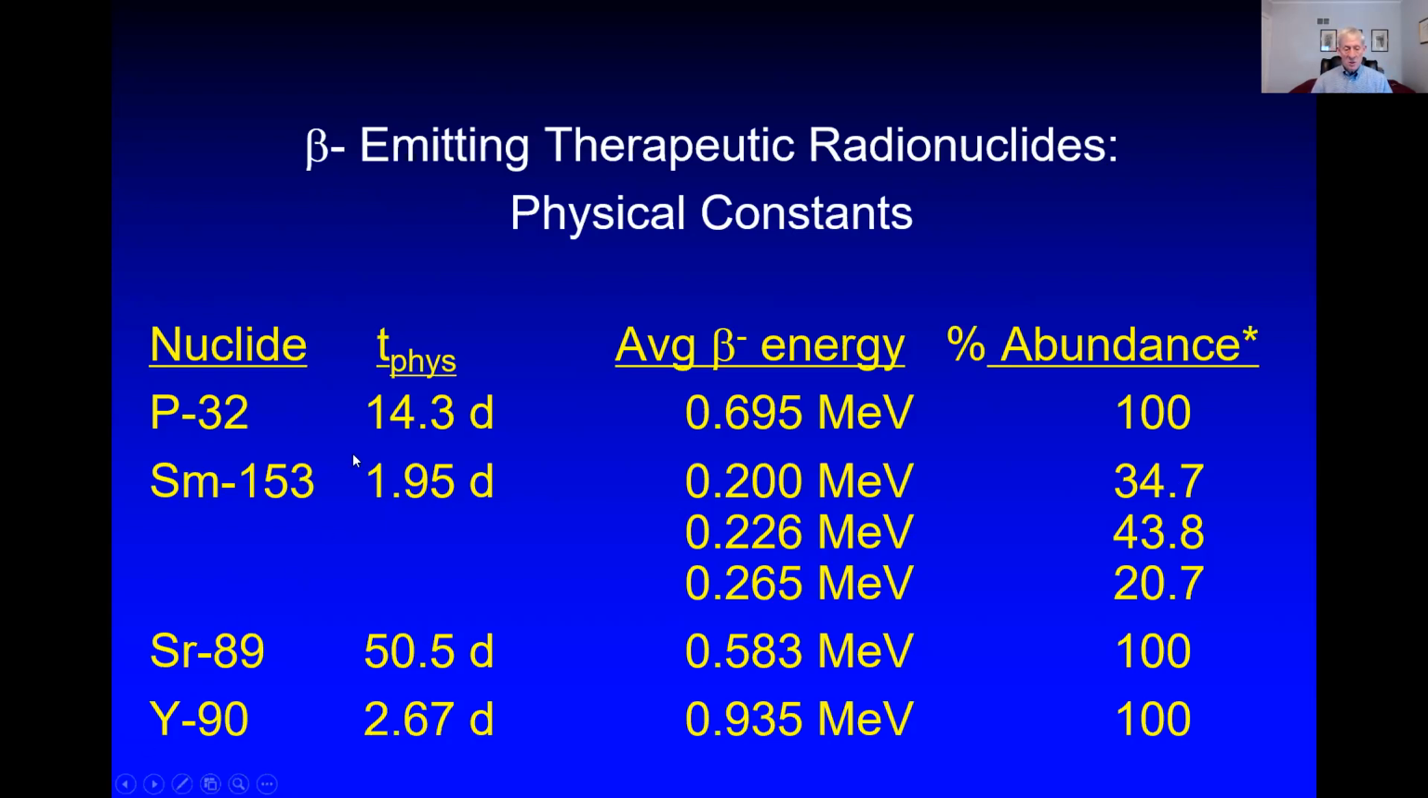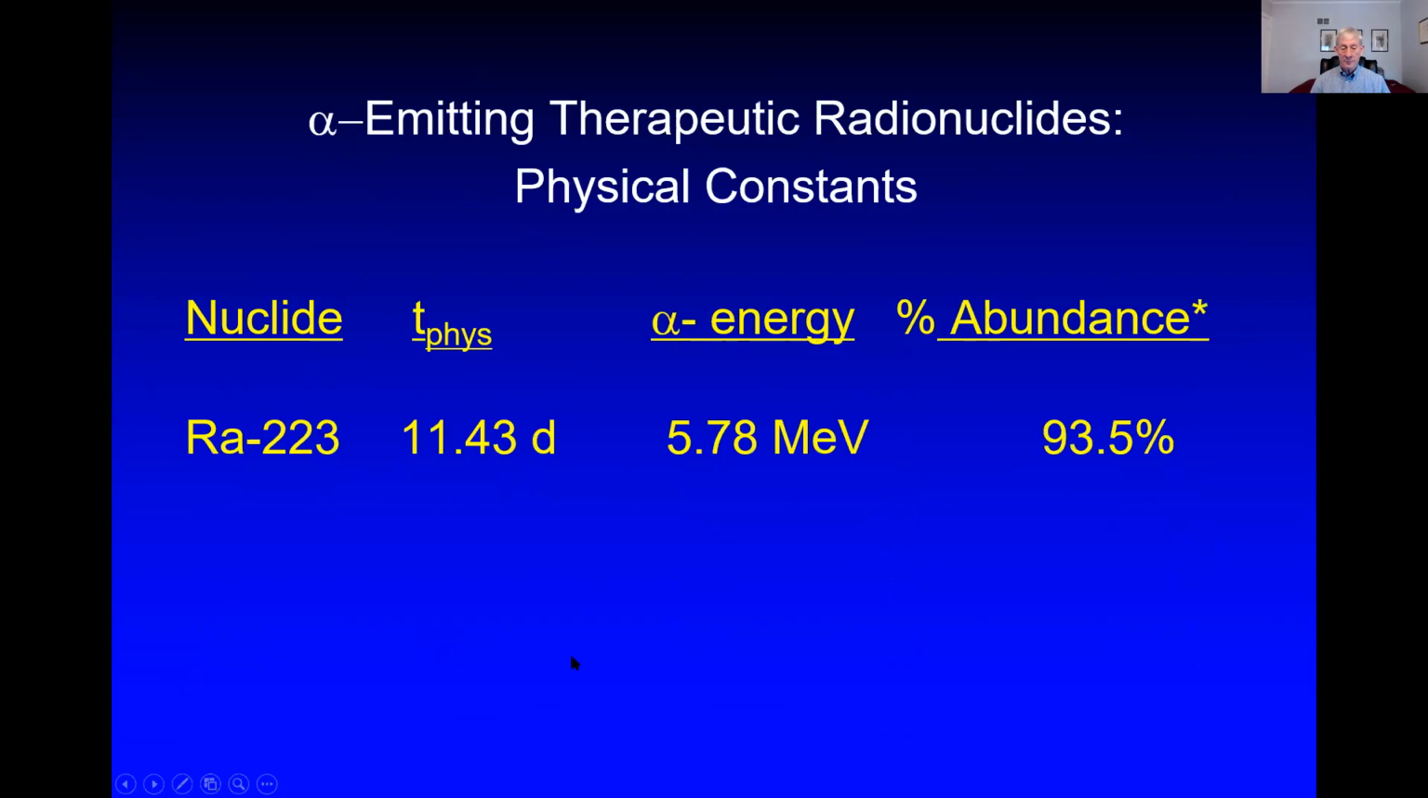Samarium, which is bound to a bone agent and used for palliation of bone pain, happens to emit a gamma ray of about 100 keV. So you could image that if you wanted to. So you can see the energies vary all over the place. The half-lives are as short as approximately 2 days and as long as 50 days. And the percent abundances also vary. But these three here, P32, strontium, and yttrium, all have 100% abundance. Pretty hard to beat that.